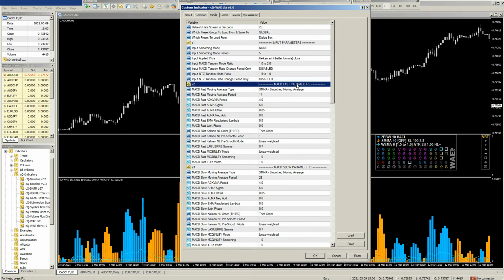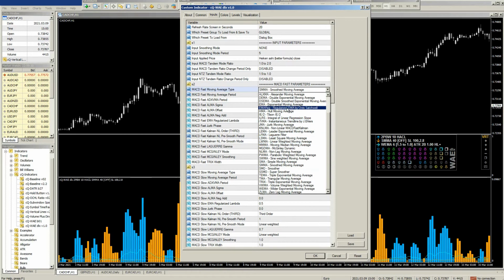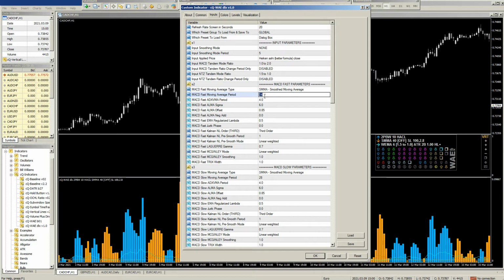Okay, the next is the basic fast MACD parameters. Again, there are a number of moving averages you can choose from, and this is where you can select that. Type in the period. Some of the periods, like this ADX VMA, its periods are controlled here. These are just parameters for the various indicators.